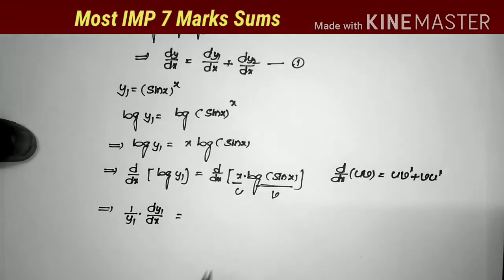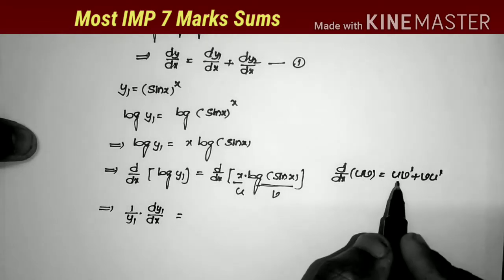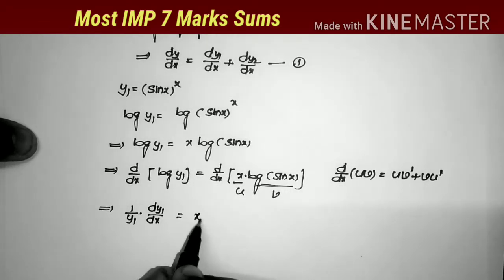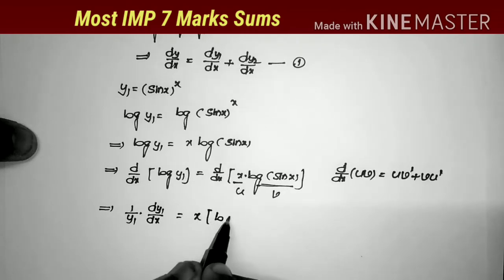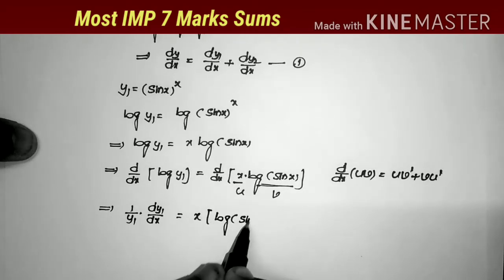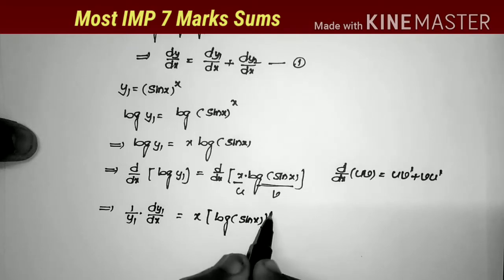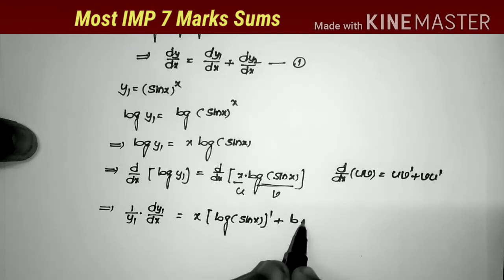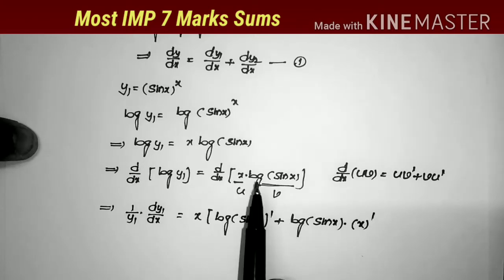dy1/dx is equal to, what is the formula here? u into v', that is x into (log of sin x)', plus v into u'. What is the v value? Log of sin x, into u'. What is the u value? u is equal to x, so u' is x'.